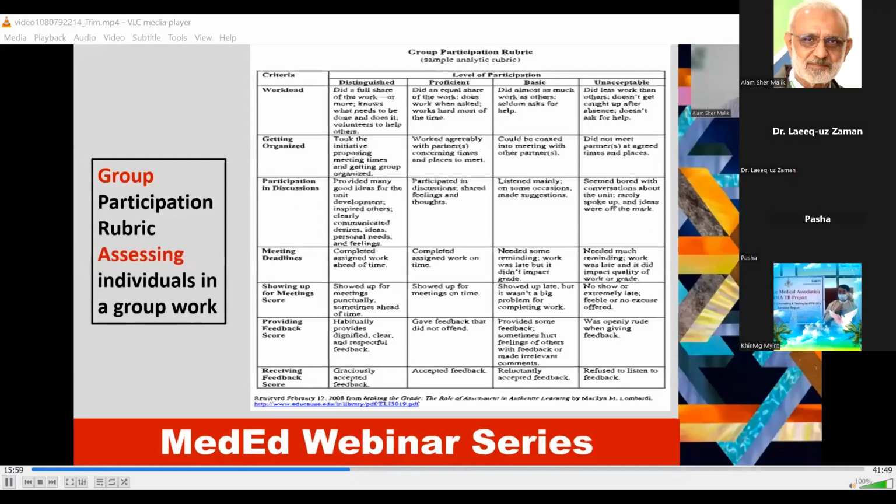Here is another example of analytic rubric, which is group participation rubrics. Usually it is difficult to assess an individual student's performance in a group, but rubrics for this purpose can help to assess individual students in a group work. And the criteria here, for example, workload, getting organized, participation in discussions, meeting deadlines, showing up for meetings, providing feedback, receiving feedback. And the levels of performance are given in the columns.